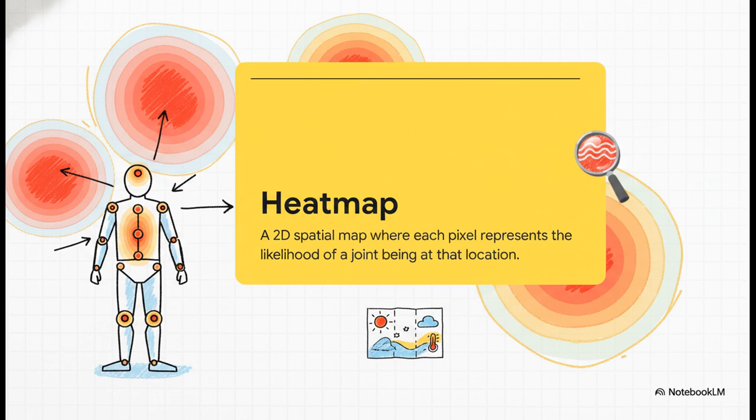A pixel on this map lights up bright red, meaning high heat, if the network is super confident the joint is there, and it fades out smoothly based on its uncertainty. The final predicted location is just the single pixel with the maximum heat value. This beautifully and elegantly preserves the local spatial structure that the older models lost.